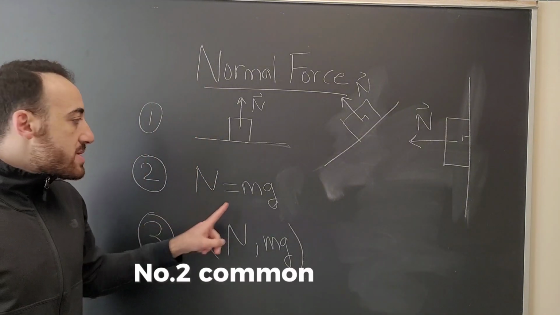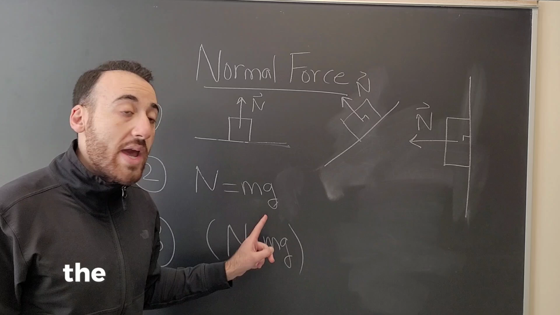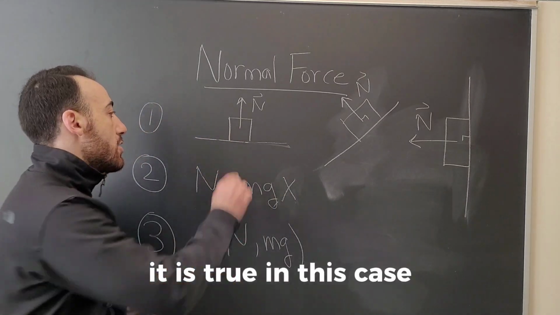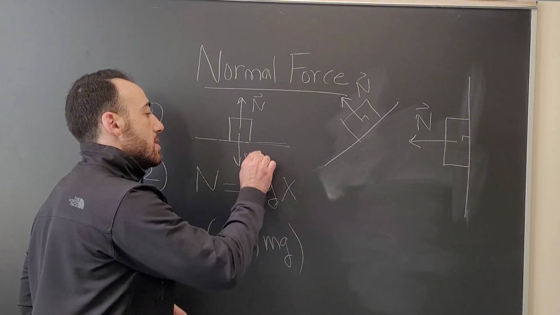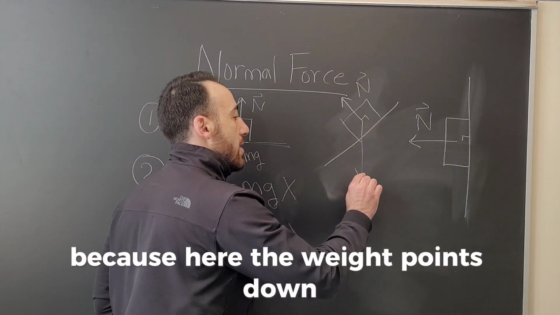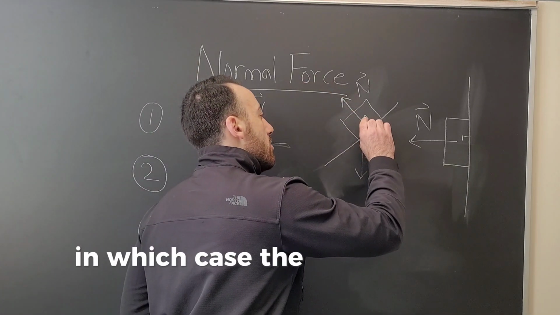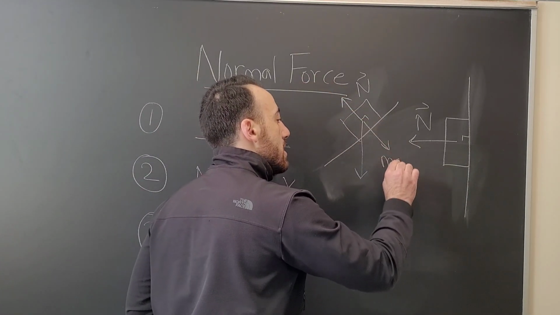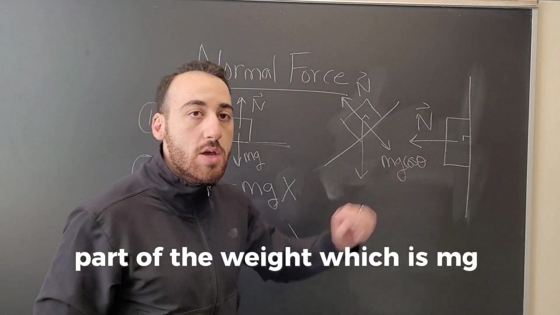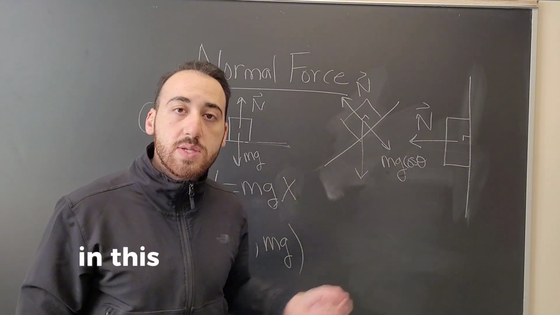Number two, common mistake is that students think that the normal force always balances the weight. That's not always true. It is true in this case, the normal force does balance the weight. But here's an example where that's not true, because here the weight points down and the normal force is at some angle, in which case the normal force only balances part of the weight, which is mg cosine theta. So you can see the normal force is actually smaller than the weight in this example.